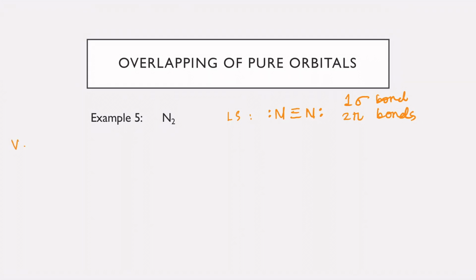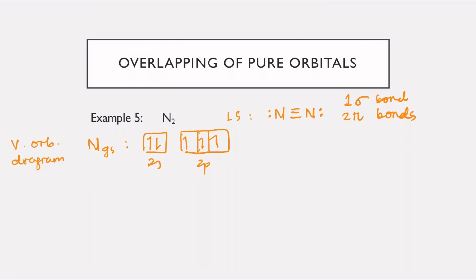Then you're going to do the valence orbital diagram for nitrogen at ground state. So nitrogen is in group 15 and is in period 2. So you're going to have 5, 1, 2, 3, 4, 5 valence electrons at nitrogen ground state. So from here, you can see that we're going to form one sigma bond, so 2 pi bonds.